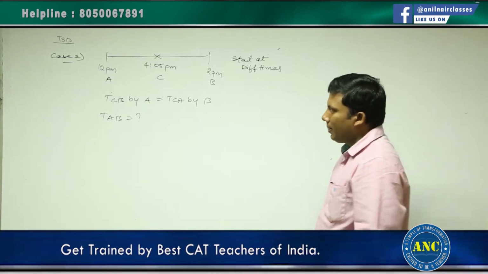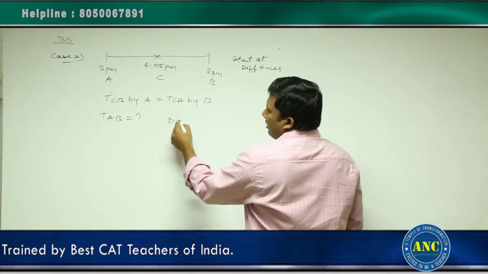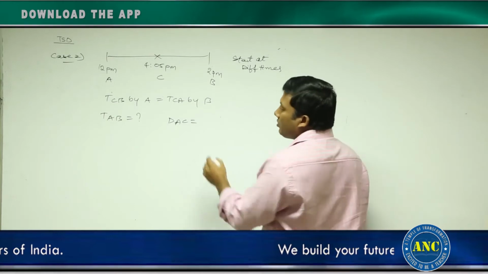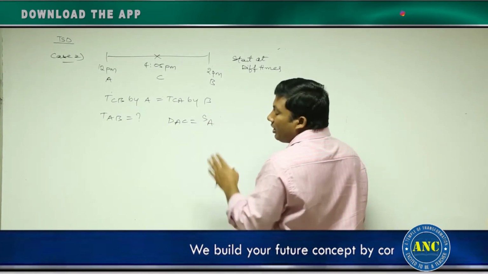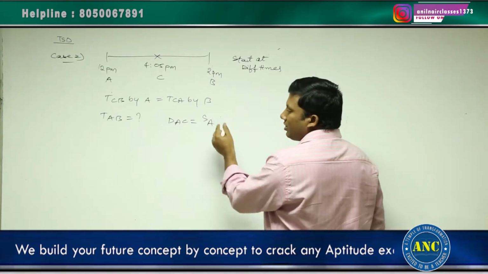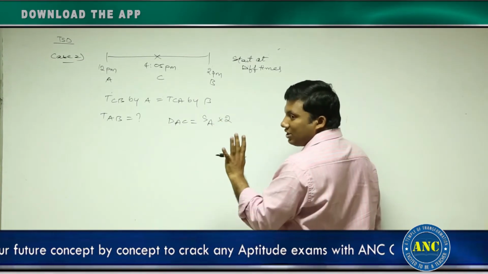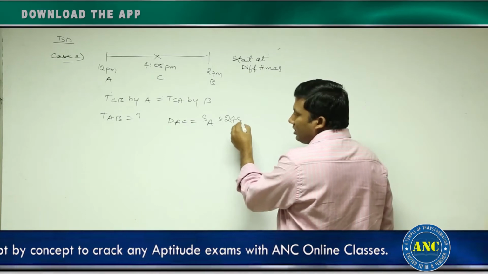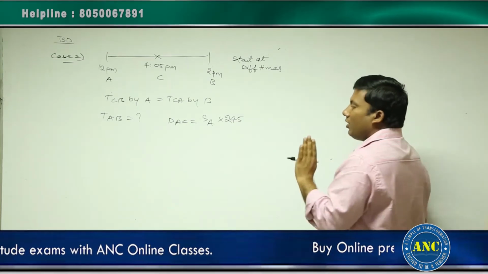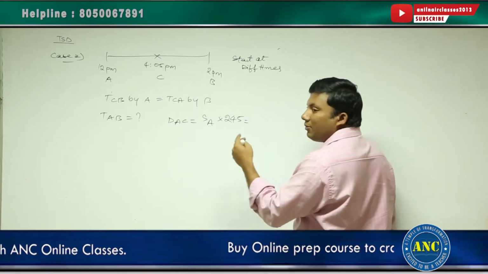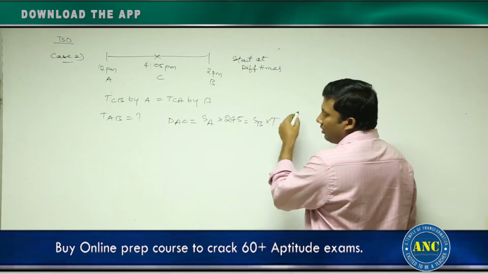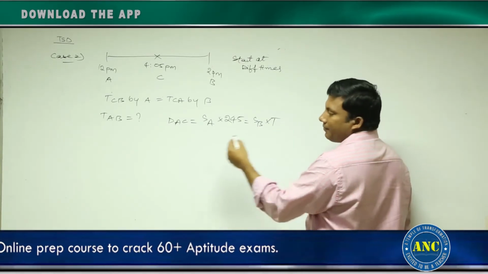If I take the distance from A to C, first who is traveling this distance from A to C? A is traveling. A will travel from 12 o'clock to 4:05. That means 4 hours 5 minutes. 1 hour is 60 minutes, so 4 hours 5 minutes is 245 minutes. A to C. Whatever the distance A will travel before meeting, who will travel after meeting? B will travel. Time period I am calling T.